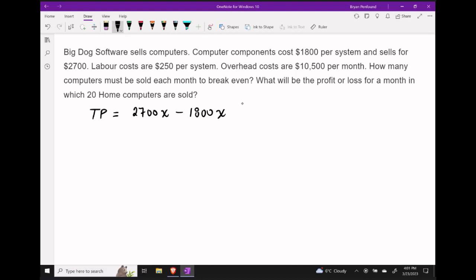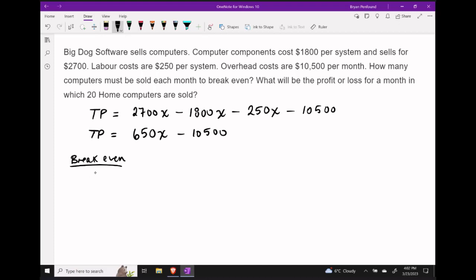We also have some associated labor costs per system as well, so we're going to have to subtract off those costs of $250 per system. And then finally we have our fixed costs of $10,500. Collecting our like terms in X gives us a total profit function of 650X minus 10,500.